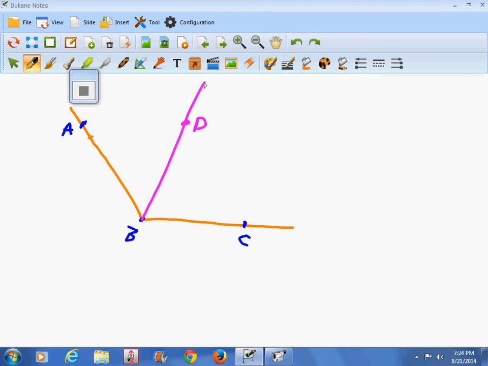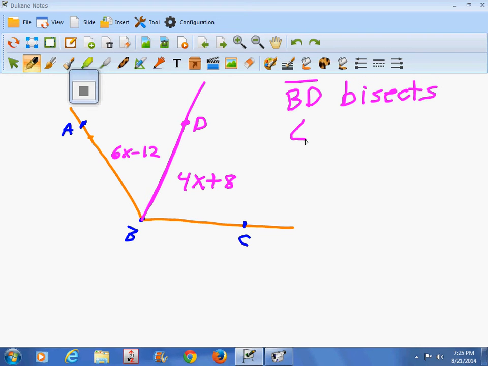Now, when I know that it's bisected, I'm just going to be given two angles. And in this case, let's say that I have 6x minus 12, and I have 4x plus 8. And I'm saying that this line right here, BD, bisects angle ABC. Now, when it bisects, it splits it in half, makes two equal halves. So I could actually set these equal to each other like this. So I have 6x minus 12 equals 4x plus 8.